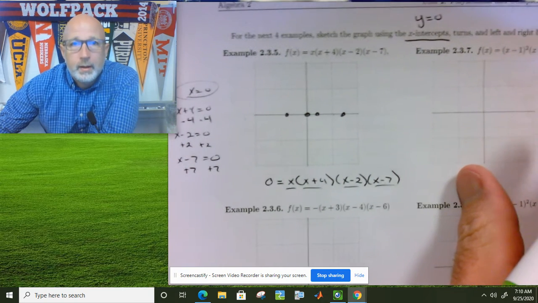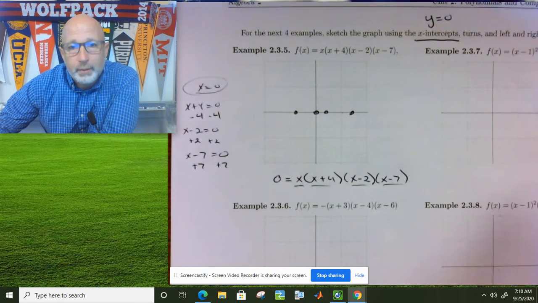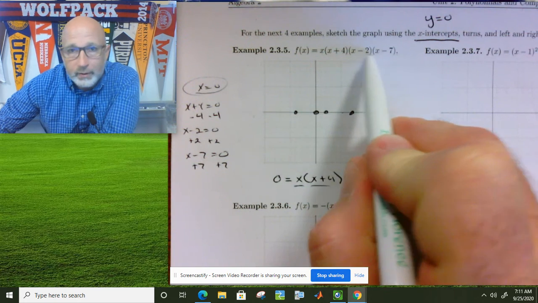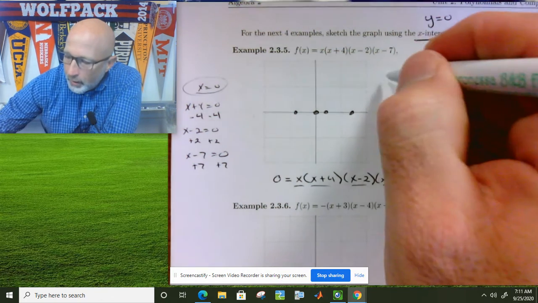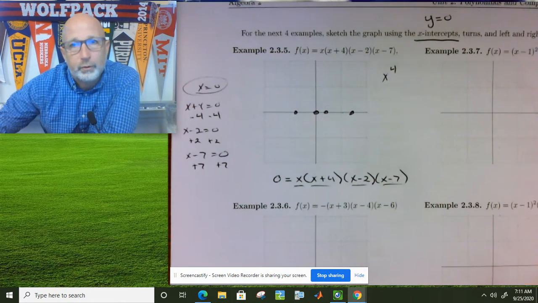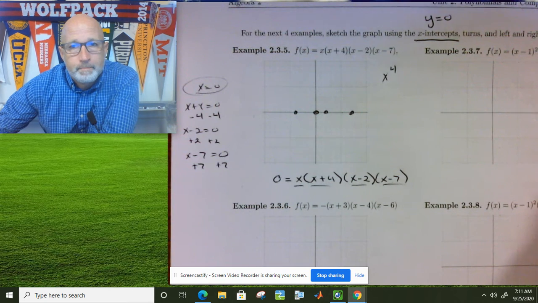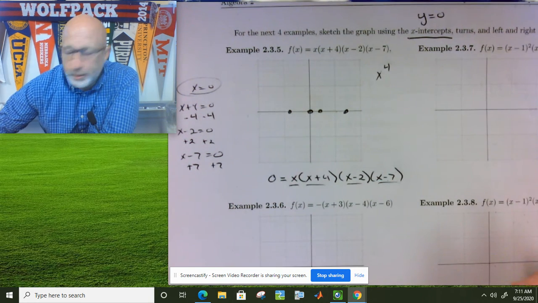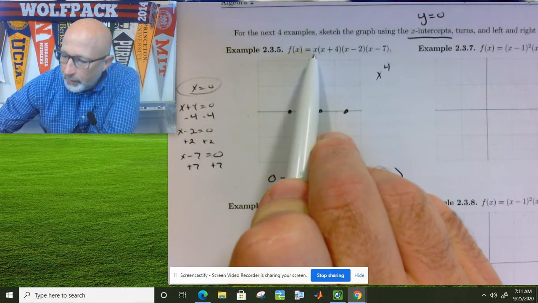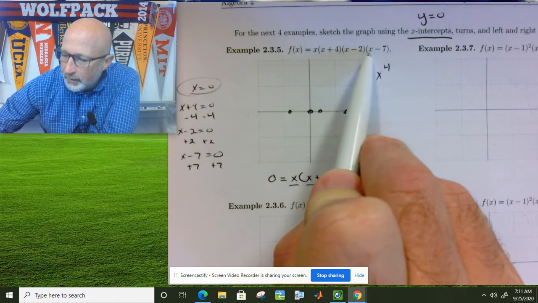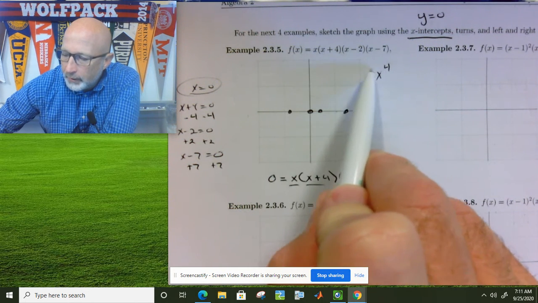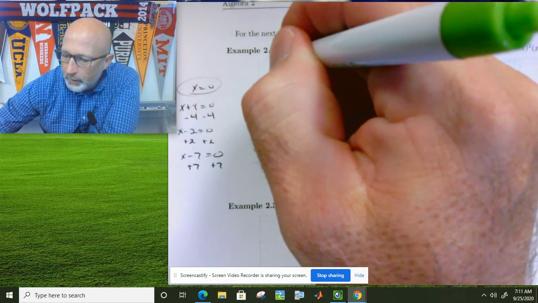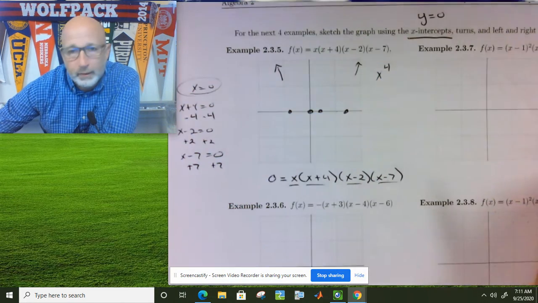Now let's talk about the degree of this polynomial. You have 1, 2, 3, 4 x's in there, and when you multiply them together, you're going to have an x to the 4th power. That means it's an even function. Now, what about the leading coefficient? The leading coefficient is going to be when you take x times x times x times x. All of those are positive, so the leading coefficient is positive here. That means my end behaviors are going to be going up like that and up like this.